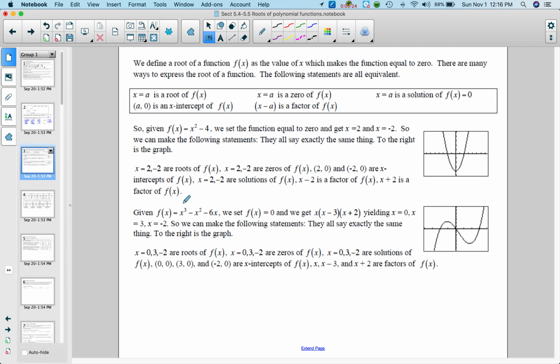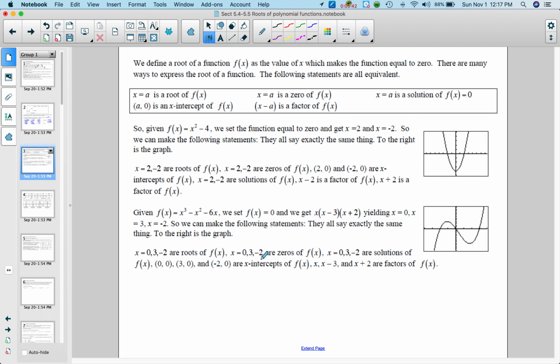If we had a cubic function, f of x equals x cubed minus x squared minus 6x, and we said f of x equals 0, you can factor it, and we get our 3 zeros. And we can make all these following statements. We can say that the roots are 0, 3, and negative 2.